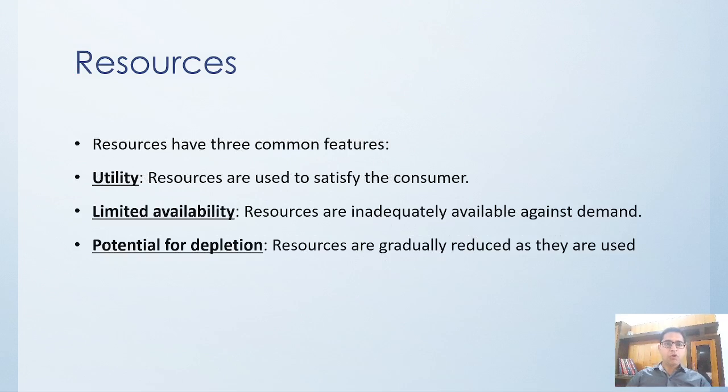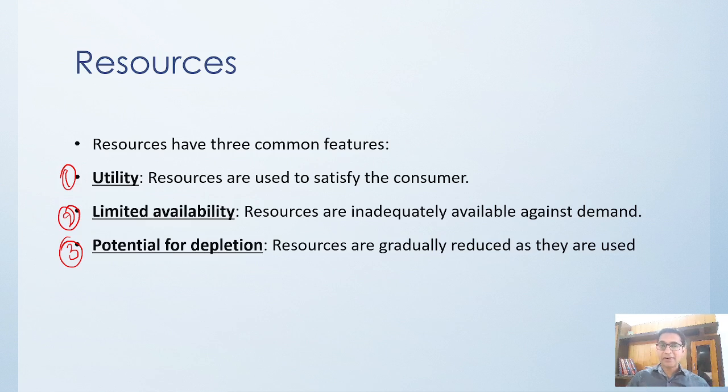So what common features does any resource have? Resources have three important common features. Whenever we say that something is a resource, it has three important common features. First is utility, second is limited availability, and third is potential for depletion. Utility means obviously it has some utility, that is why it is called a resource, correct? Without utility, how can you say that something is a resource? So utility is one thing which defines something as a resource.